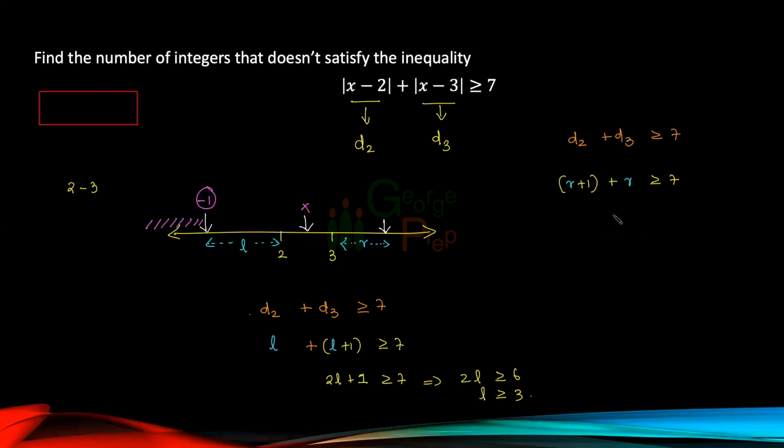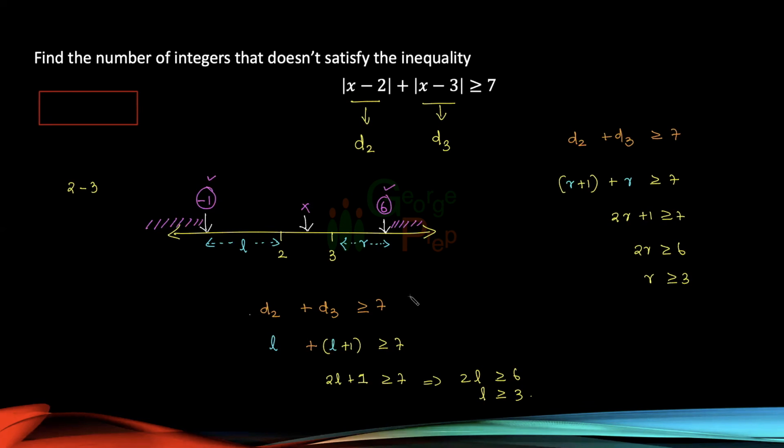So that will be 2r plus 1 greater than or equal to 7, or we can say 2r is greater than or equal to 6, r is greater than or equal to 3. So from 3, I have to go at least 3 units to my right. So where will this position be? It will be at 6. And it has to be greater than or equal to 3, so anywhere outside this, and equal to this is also included. Here also this is included. So anywhere outside this and equal to this will get satisfied.